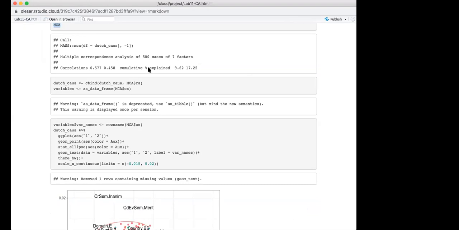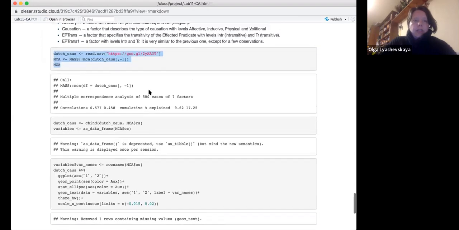Yes. Oh, great. Okay, so I just show you that I read my data and applied the multiple correspondence analysis function. In this case, the first thing I'm interested in is the amount of explained variance. So I will look into the MCA, and we see that there is some amount of explained variance.